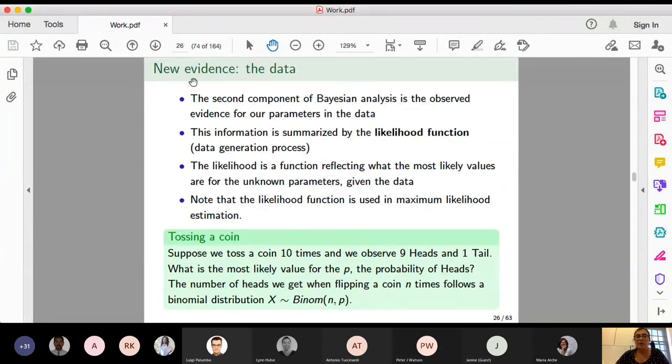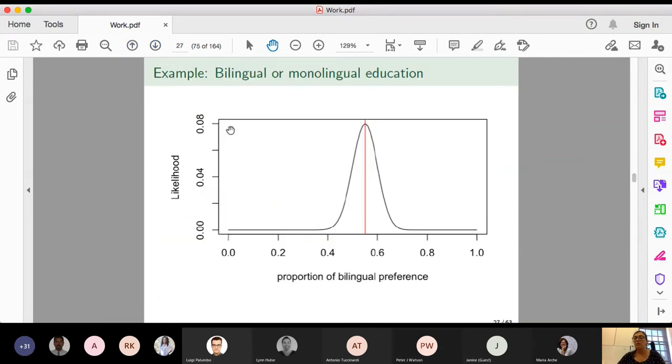And for the case of the monolingual and bilingual education, the likelihood function will be the same, because if you remember, the answers of the parents are a binary variable. They either prefer bilingual education or monolingual education. Let's say bilingual education is heads, monolingual education is tails. So when you are taking a random sample from this region of parents and you are asking this question, you may get 20 parents saying they prefer bilingual education, or maybe 40 parents out of the 100, right? So it's equivalent to tossing the coin 100 times and counting the number of heads.